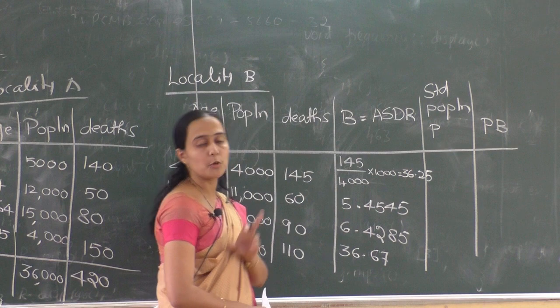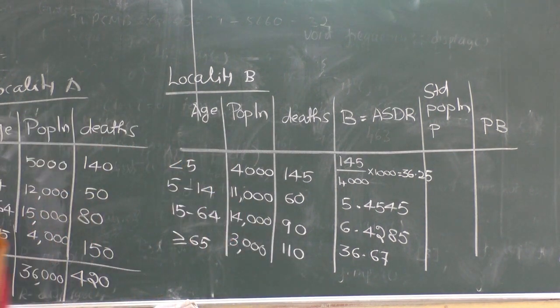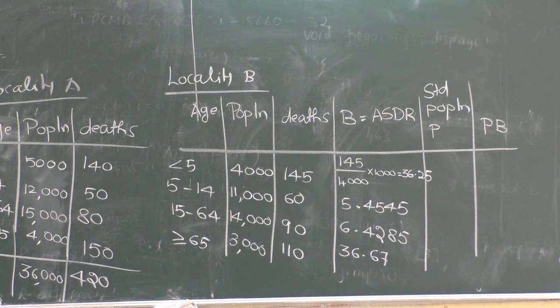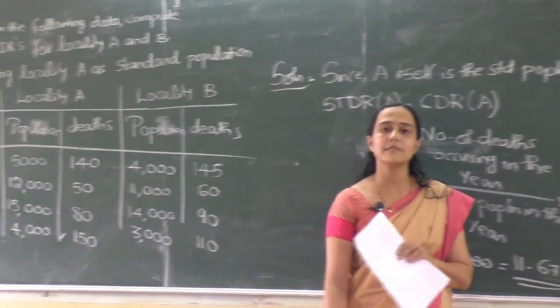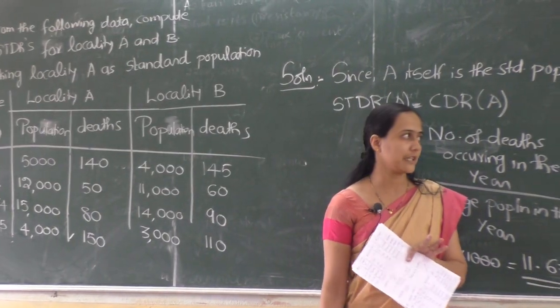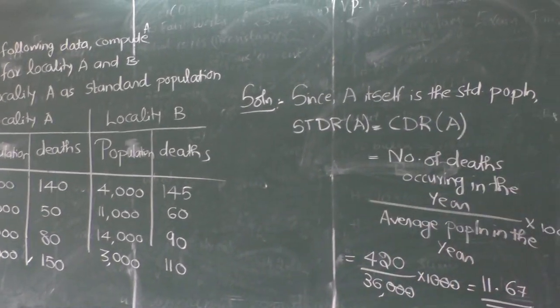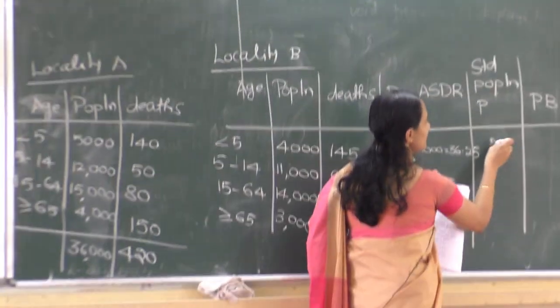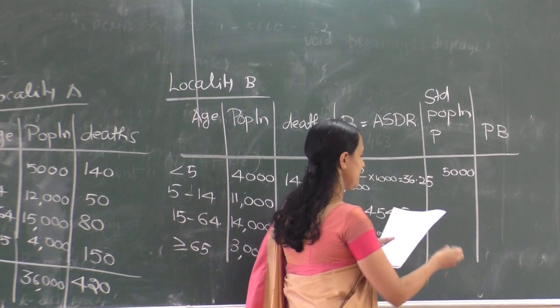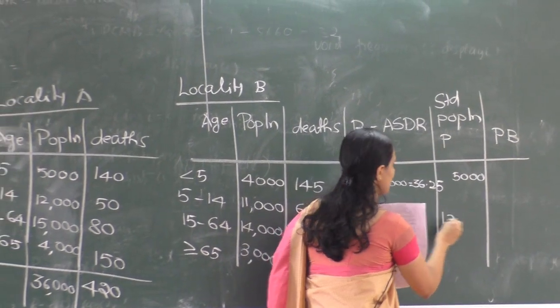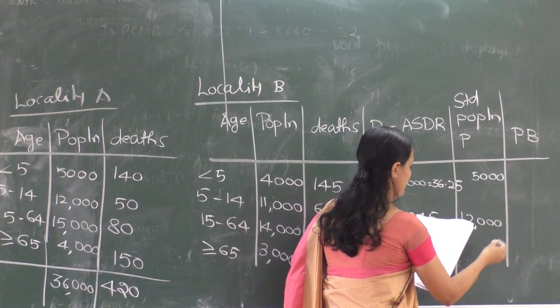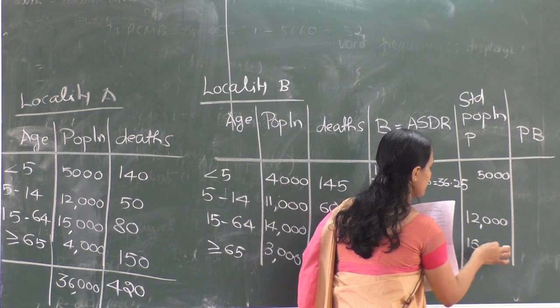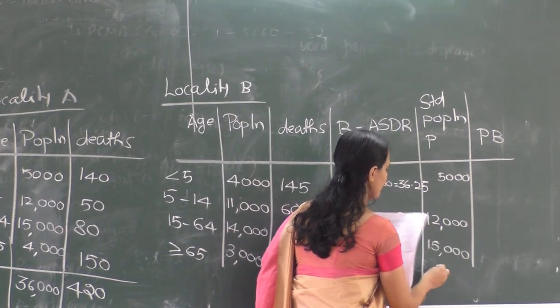Next, standard population. Remember, standard population is not separately given. Locality A's population we are taking as a standard population. So for standard population, write locality A population, that is 5,000, 12,000, next 15,000, 4,000.